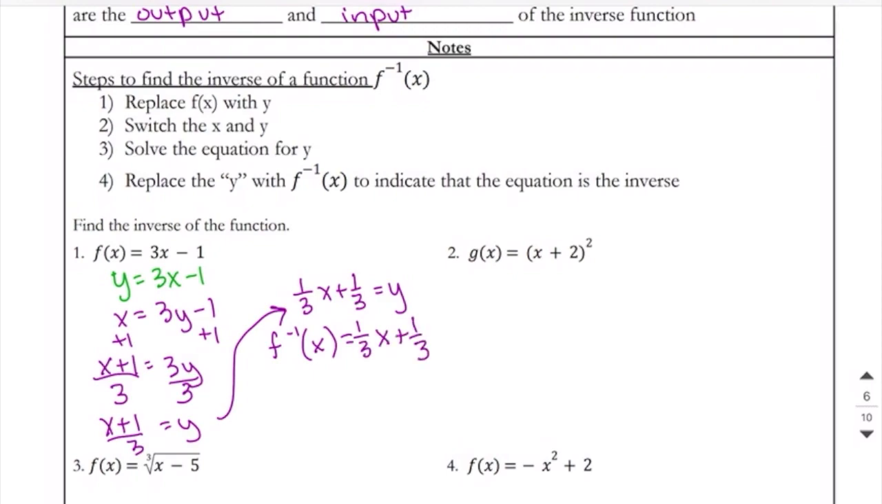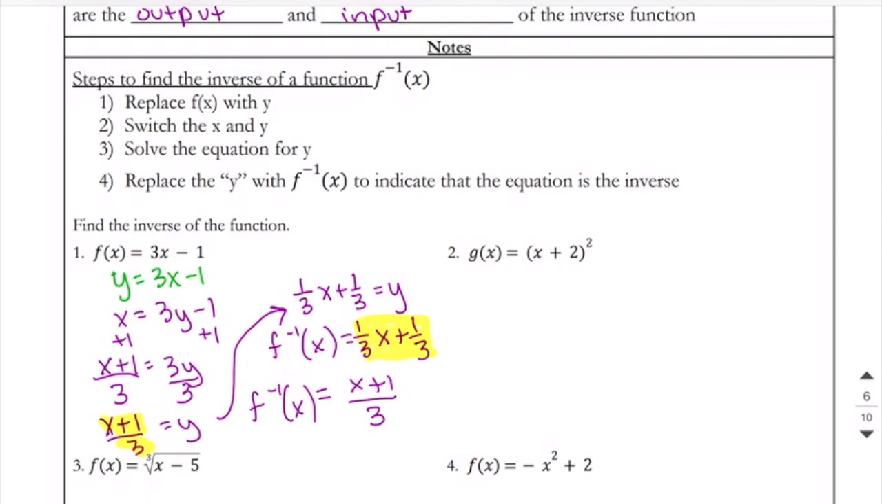And I would take this statement here, 1/3 x plus 1/3, or x plus 1 over 3. You could leave it as either one. This would be an equivalent statement. I'll take either one. So you just need to know that they're the same.